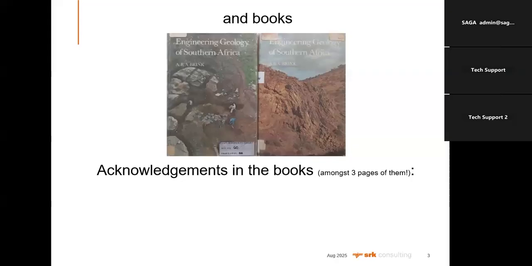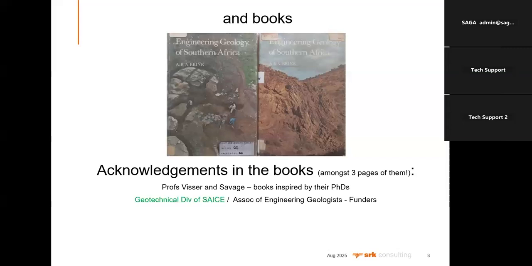We spoke yesterday about a narrative about building credibility in the geophysics world. These books came from a PhD that was done. It then attracted a bit of interest from the Geotechnical Division of SciC and the Association of Engineering Geologists, who funded getting the book together. But there are a couple of names there. If anyone works in the geotechnical world, they'll understand the significance of some of those names. In my view, in the geophysics world, some of those names sit in this room.